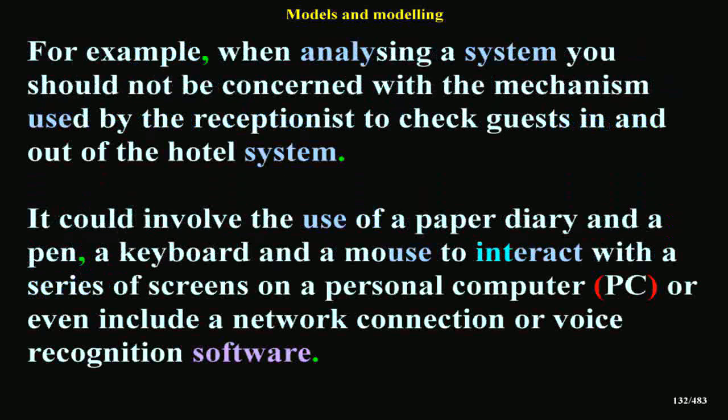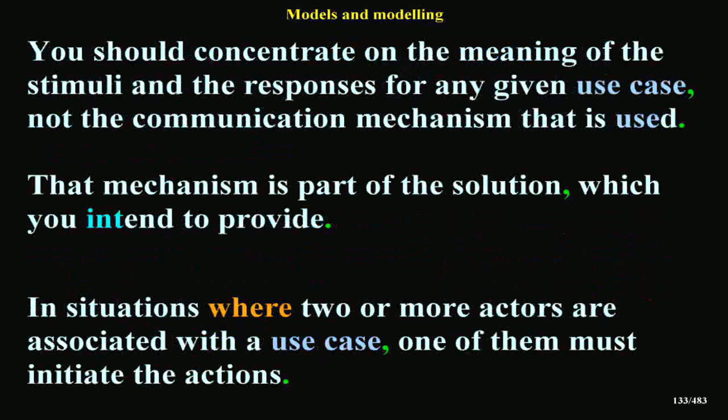It is important to distinguish between an actor and the way that actor communicates with the system. For example, when analyzing a system, you should not be concerned with the mechanism used by the receptionist to check guests in and out of the hotel system. It could involve the use of a paper diary and a pen, a keyboard and a mouse to interact with a series of screens on a personal computer (PC), or even include a network connection or voice recognition software. You should concentrate on the meaning of the stimuli and the responses for any given use case, not the communication mechanism that is used. That mechanism is part of the solution which you intend to provide.